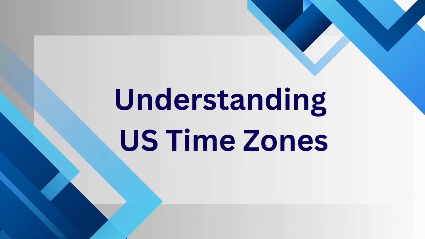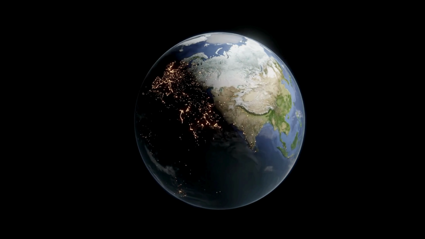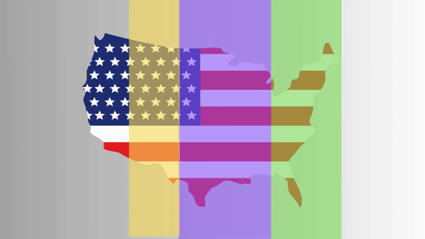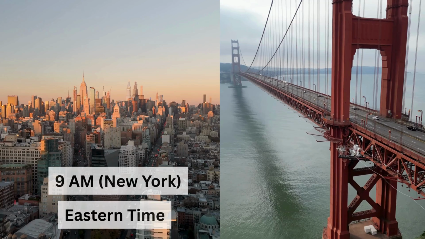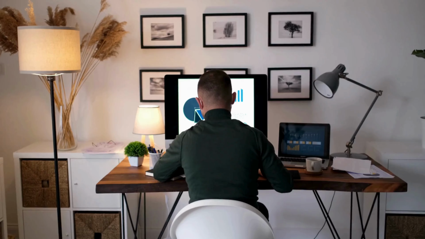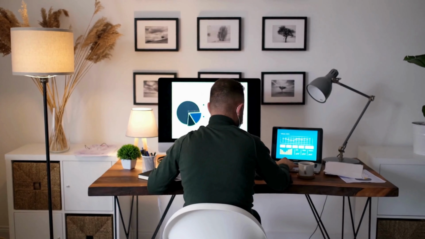Understanding U.S. time zones. When working in U.S. staffing, understanding time zones is crucial. The United States has four major time zones: Eastern, Central, Mountain, and Pacific. For example, when it's 9 a.m. in New York, Eastern Time, it's 6 a.m. in California, Pacific Time. Recruiters working from outside the U.S. must adjust their work hours accordingly.